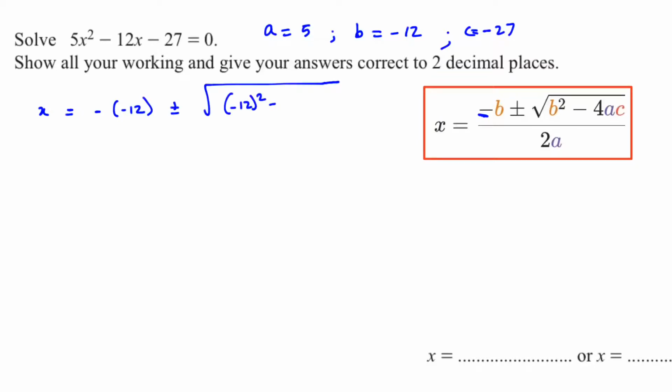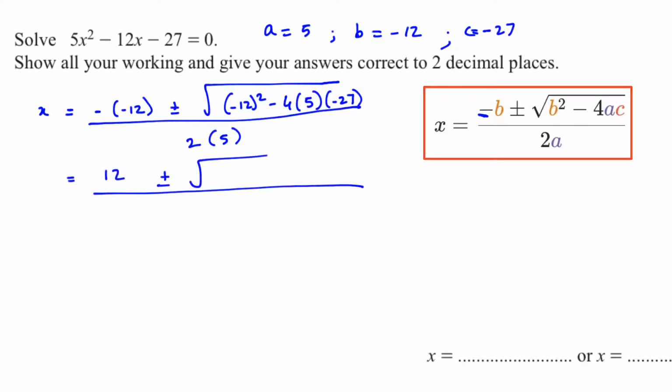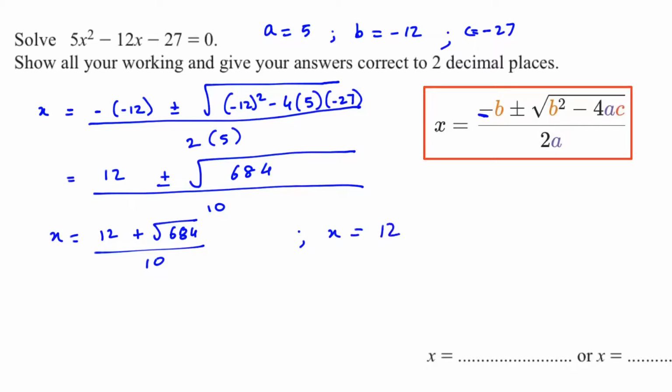Plus and minus negative 12 squared minus 4 times 5 times negative 27, over 2 times 5. This will give us 12 plus and minus square root 684 over 10. So either x is equal to 12 plus square root 684 over 10, or x is equal to 12 minus square root 684 over 10.